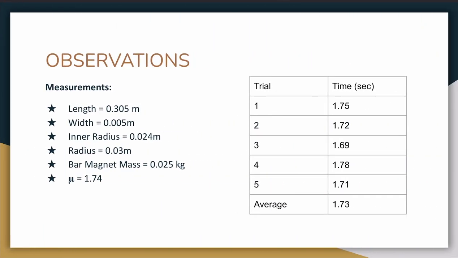Some observations from our experimental model. We had our measurements seen on the left side using the mu from our Lab 2, which is 1.74. And on the right, we can see our observations from each trial, averaging about 1.73 seconds.